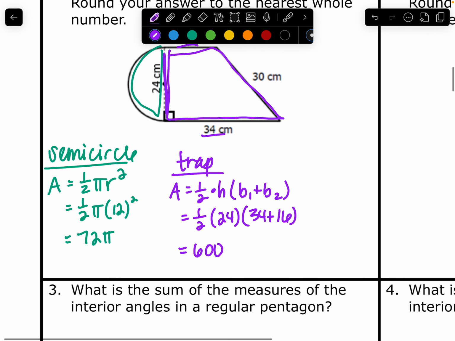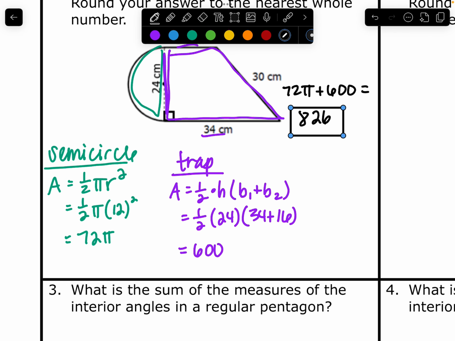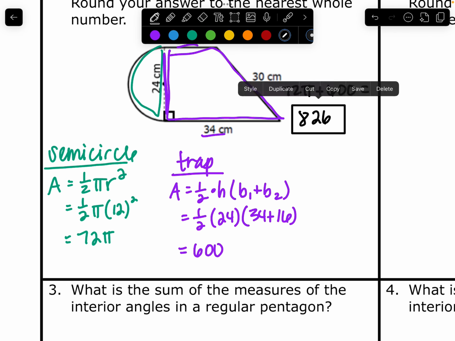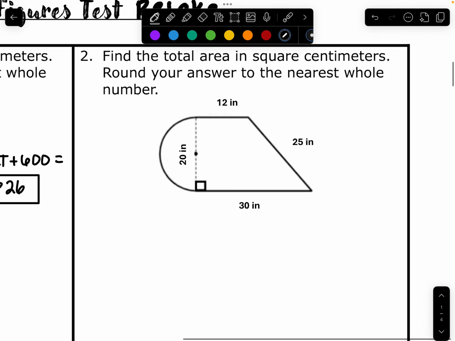Okay, and did I say subtract earlier? I meant add if I said subtract. So now we're going to take the 72 pi, we're going to add it with the 600. So 72 pi plus 600, and that will give us a decimal, obviously. So we're going to round to the nearest whole number. Okay, so that's 826. After the decimal is a 1, so we can round it to 826. Okay, try number 2.